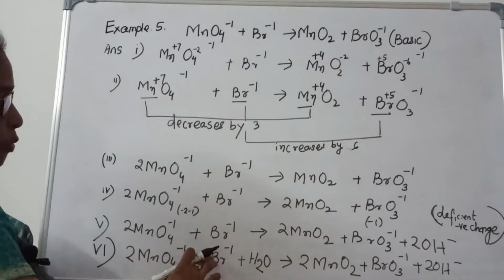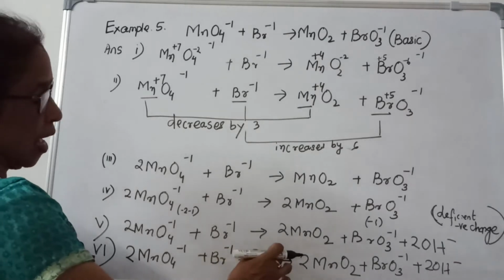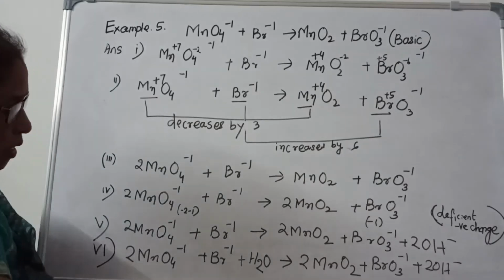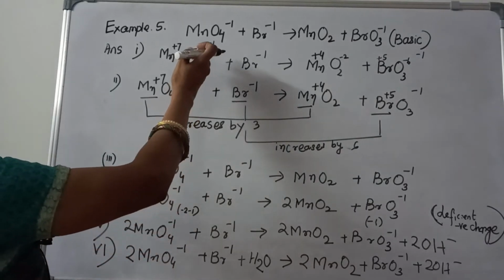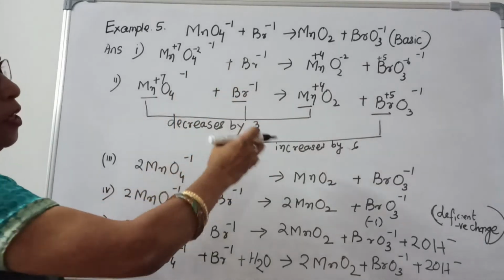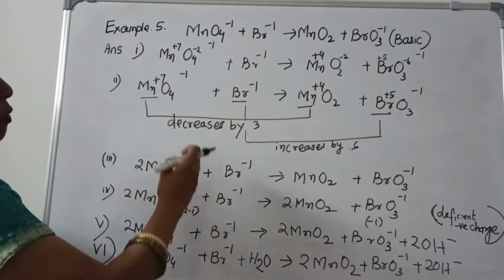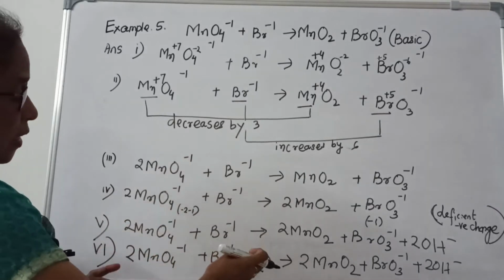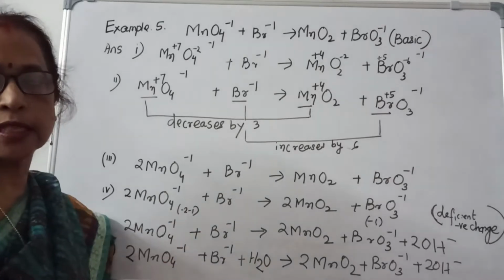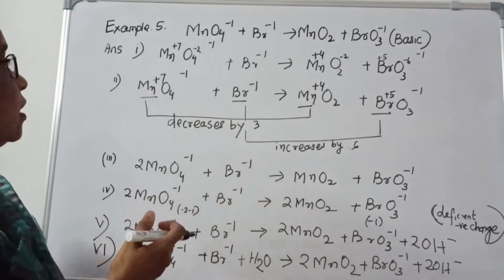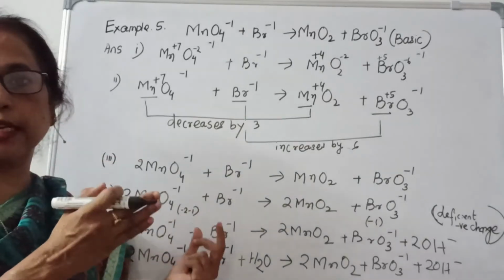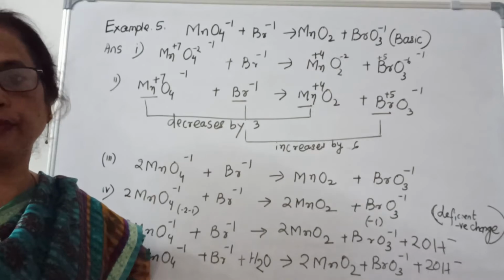2 MnO4 minus, Br minus, water, then arrow, 2 MnO2 plus BrO3 minus plus 2 OH minus. Now you can observe how it is balanced by the oxidation number, step by step, so simply. When you write it, then automatically it is clear and balanced. Next we will see another example, example 6, where you can understand how basic and acid medium are different.